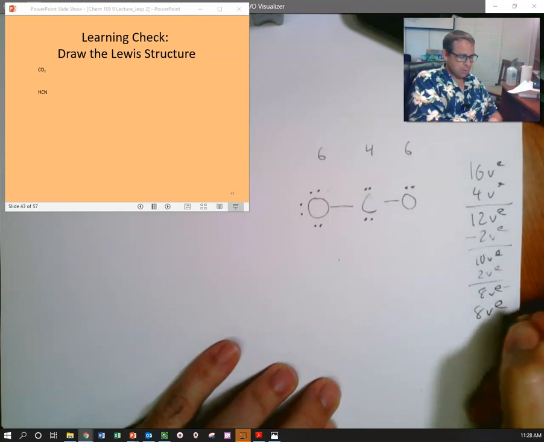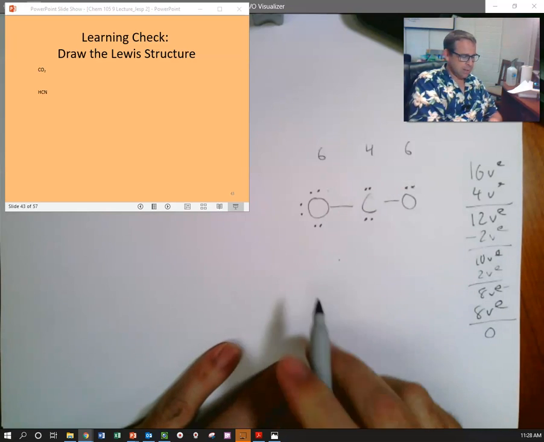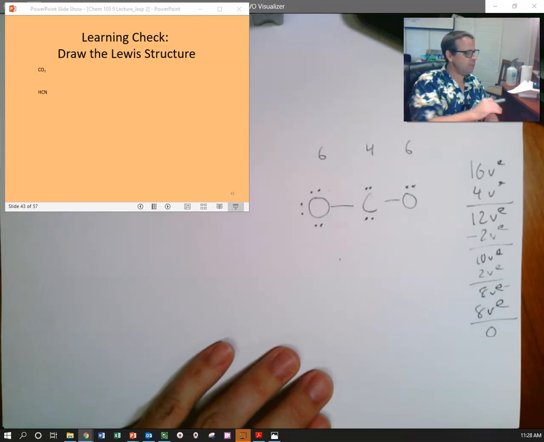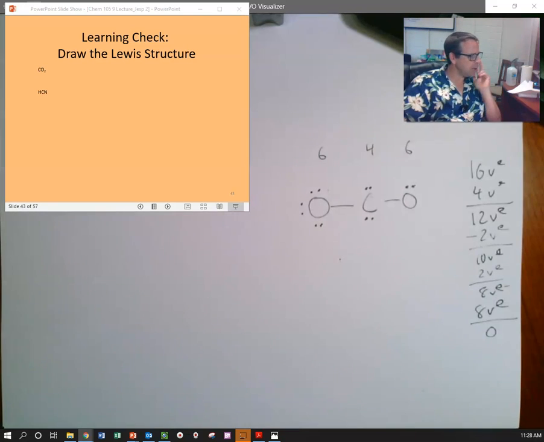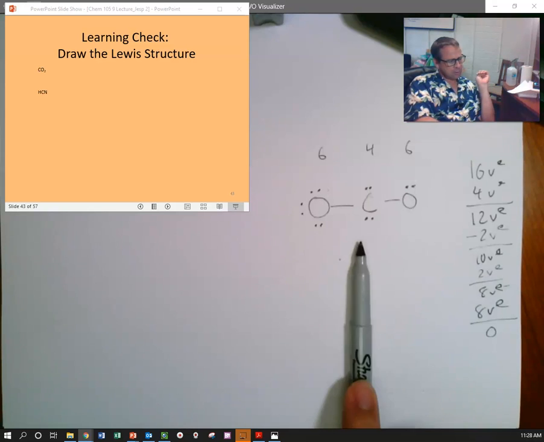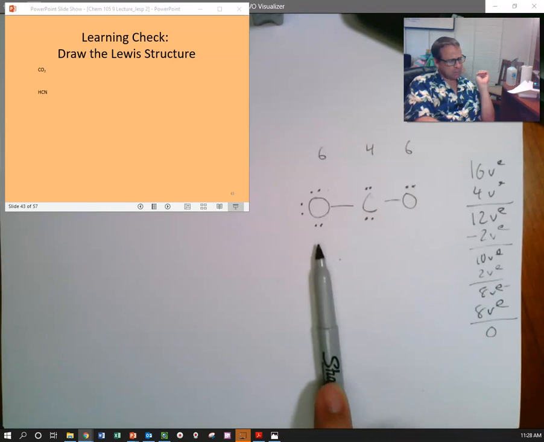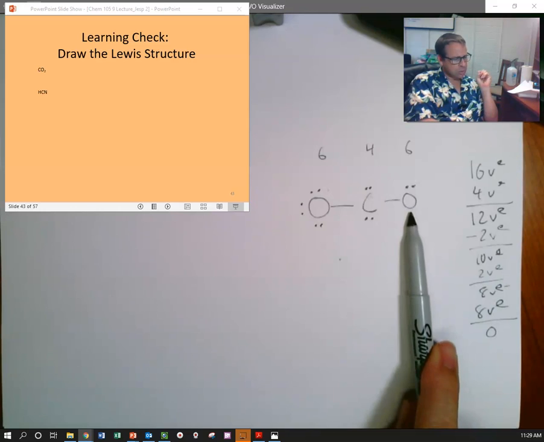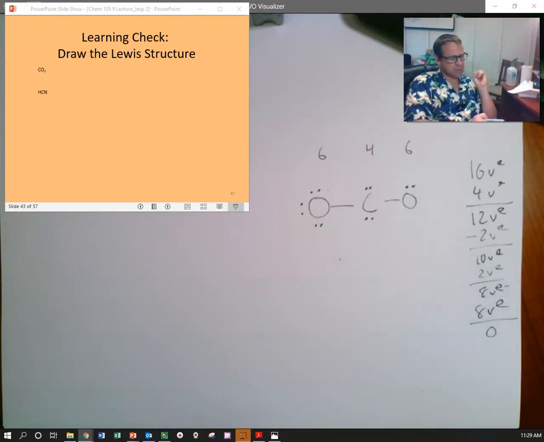Out of electrons, but not everybody has 8 electrons available to them. True? Who doesn't have 8 valence electrons available to them? Oxygen 1, carbon, or oxygen 2? Oxygen 2, that's right. It only has 1, 2, 3, 4 valence electrons.